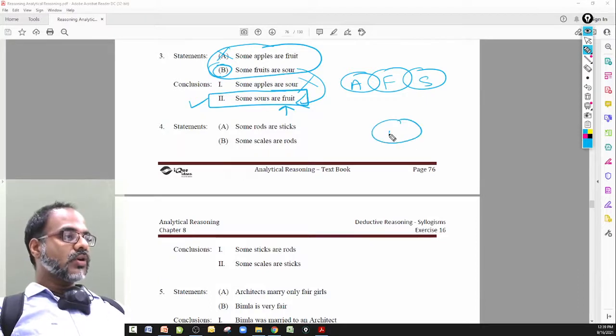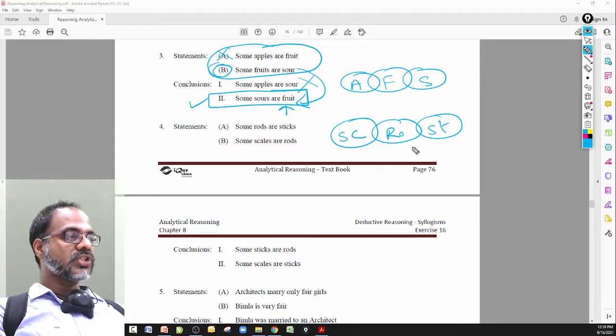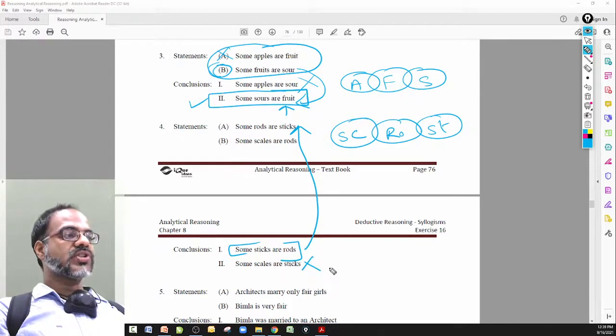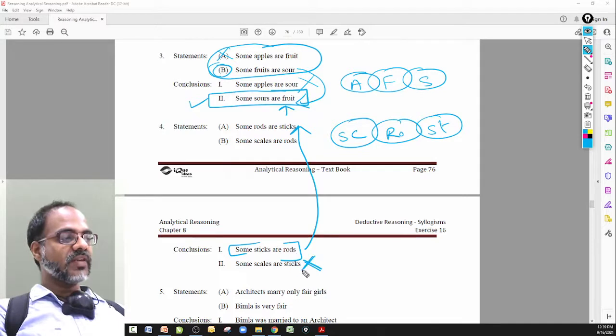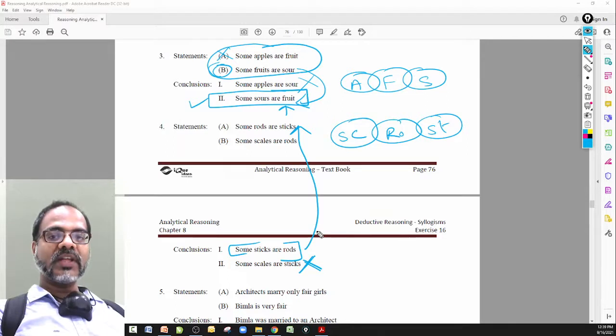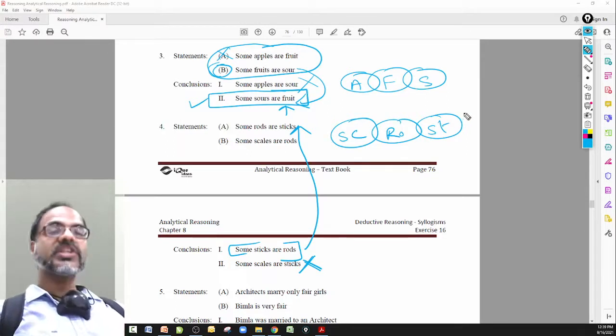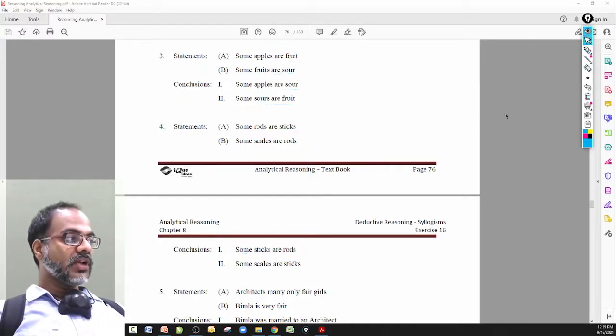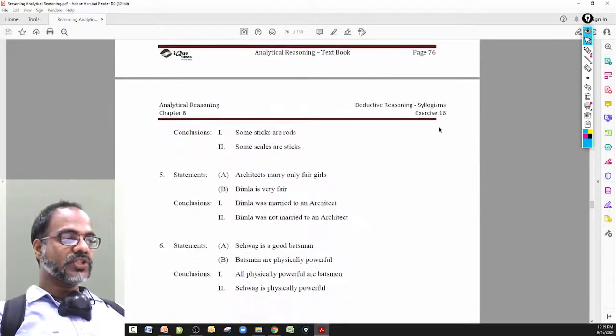Fourth one, some rods are sticks and some scales are rods. So saying some sticks are rods is derived only from statement 1, but it does not make use of statement 2, right? This conclusion does not get derived from statement 2. And some scales are sticks is definitely not required. So again, depending on the instructions, the second one is definitely not a conclusion. Whether the first one is to be taken as a conclusion or not depends upon whether I have to use both these statements to derive or just derive it using one or more of the given statements. Quickly moving ahead to the next set of questions.